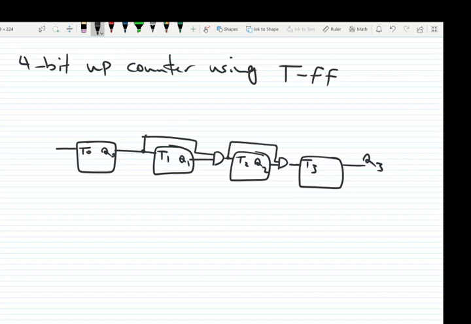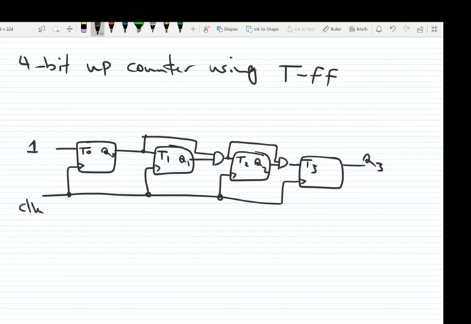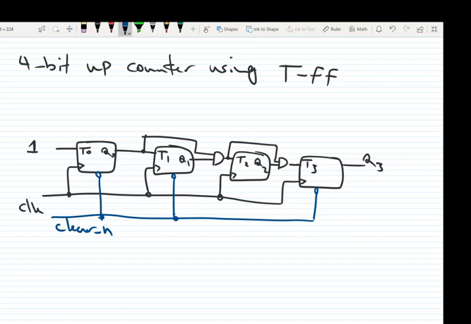And that's it. The clock input here is 1, and of course the clear signal. This one is a 4-bit counter.